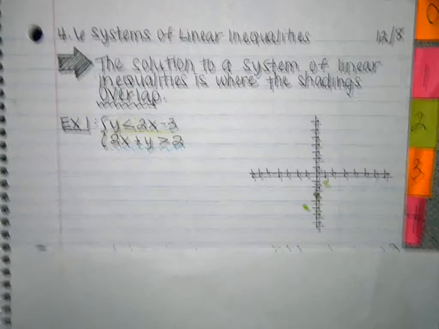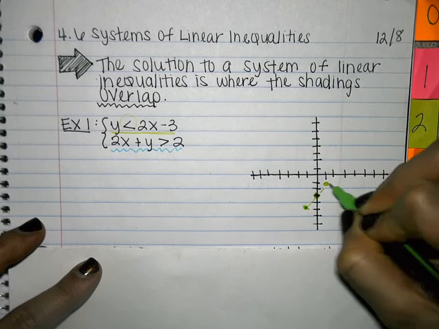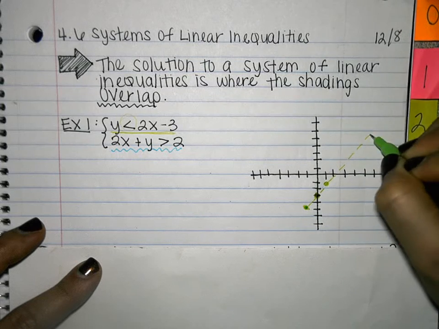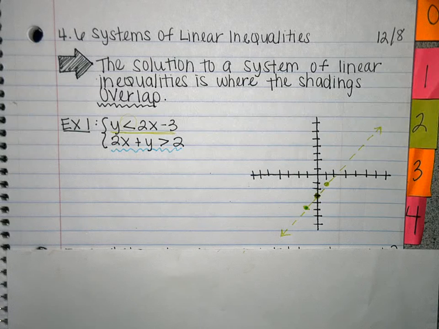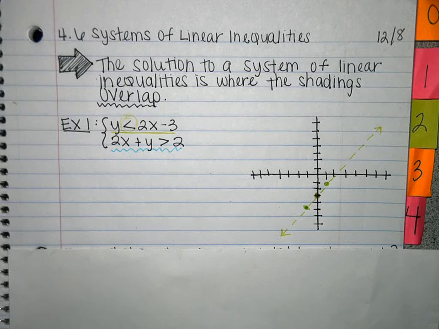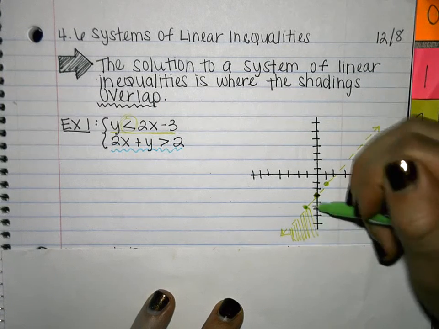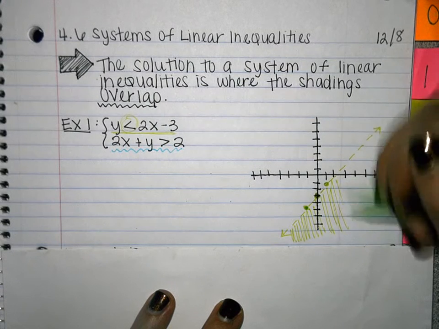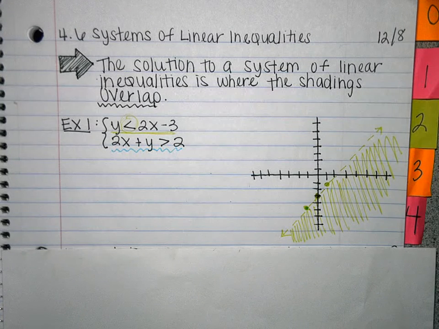And then this inequality is less than. There is no equal to, so it's a dotted line or a dashed line. And the inequality is less than. So that means I'm going to shade everything below that dashed line. So far we have half of our system graphed.